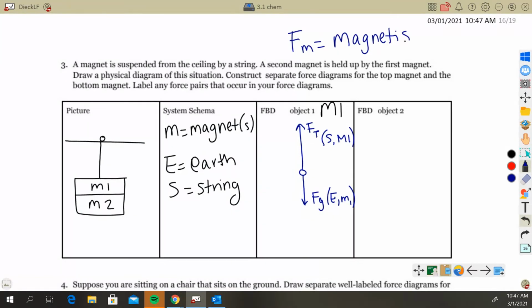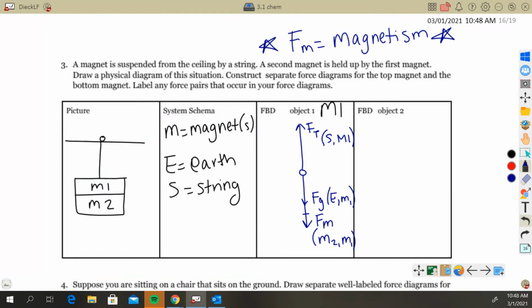So, new force for you guys to learn, force of magnetism. Normal force could have been correct, but since we are introducing this, we're going to call it a force of magnetism. That's going to go down, right? So we're going to have a force of magnetism. Who's dealing that? Magnet 2. Who's feeling it? Magnet 1. Very good.